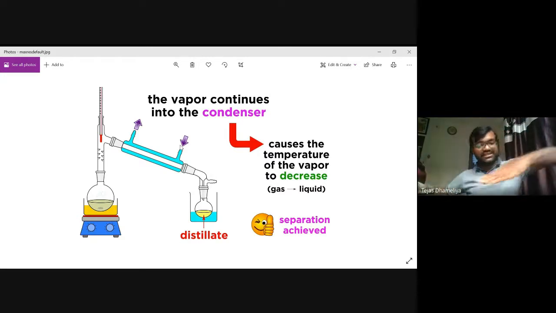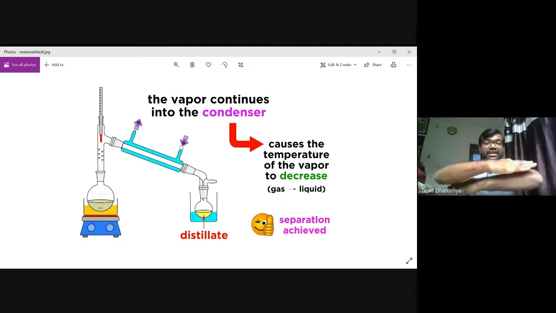So this one is going in this direction, and the other is going in the opposite direction. That is what is called counter current flow. Counter means opposite, and current means the vapor current is in this direction while the cooling water current is in the other direction. That is called counter current flow, and it helps to cool the vapors.